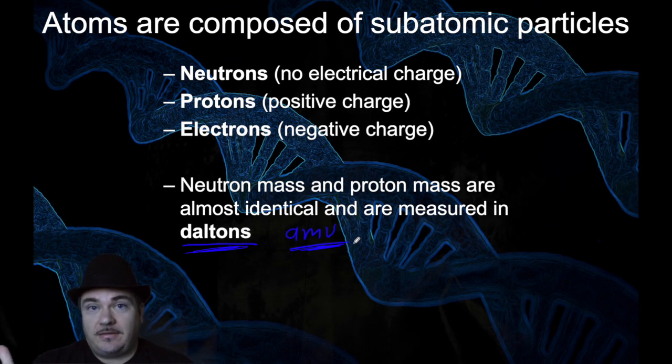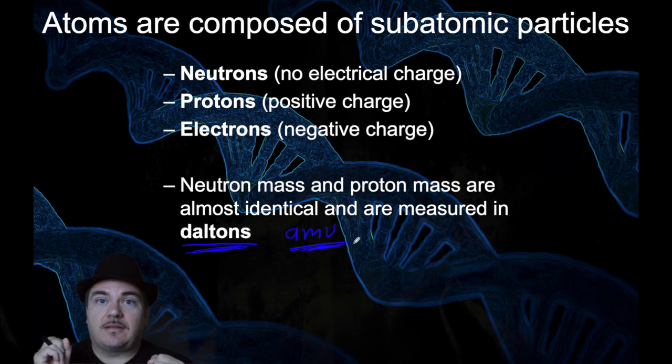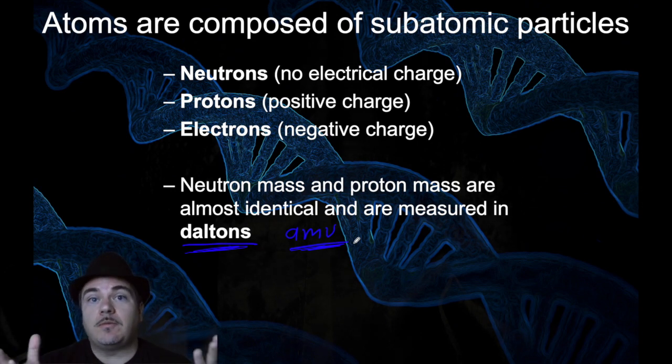Neutrons, they have a mass. One neutron weighs exactly 1 Dalton. Okay, so that's easy. Protons, they have a mass. One proton weighs exactly 1 Dalton. So neutrons and protons weigh the same amount. They each weigh 1 Dalton, or 1 AMU.